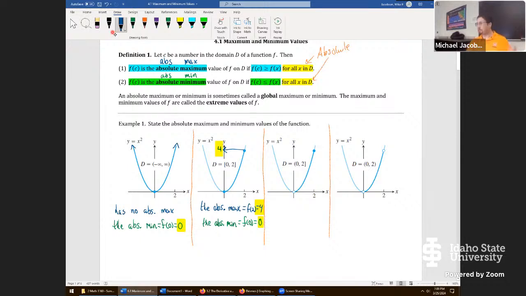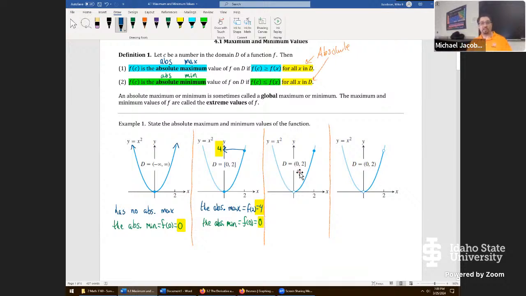Okay, well, we're on part 3 already. And looking at the domains, there has been a change. This is a closed set. The bracket is saying 0 is really in the domain. And that's why we're able to output a 0 for the minimum. A bracket here at 2 says 2 is in the domain. And that's why 4 was achieved as an absolute maximum.